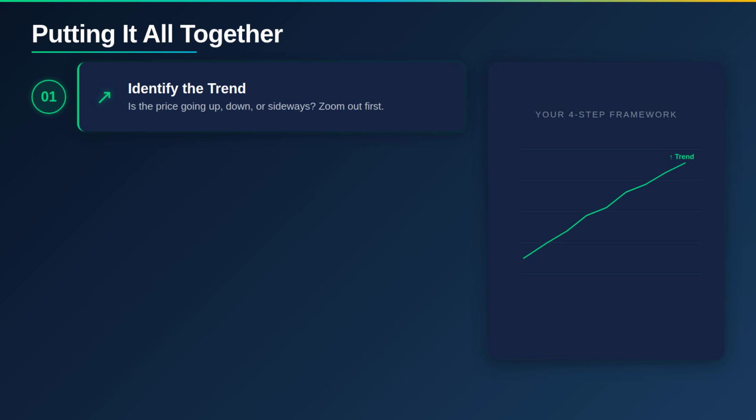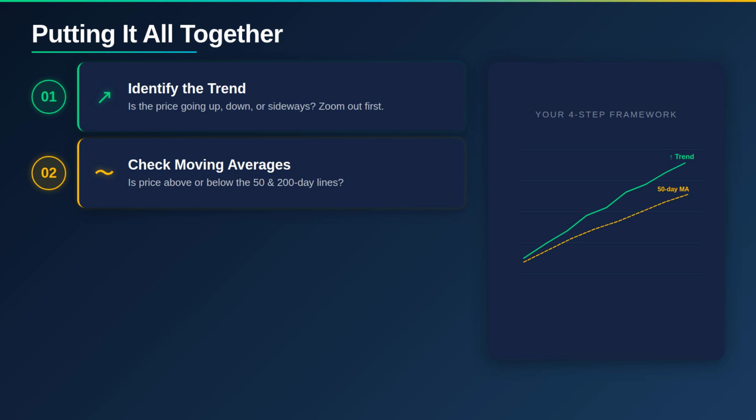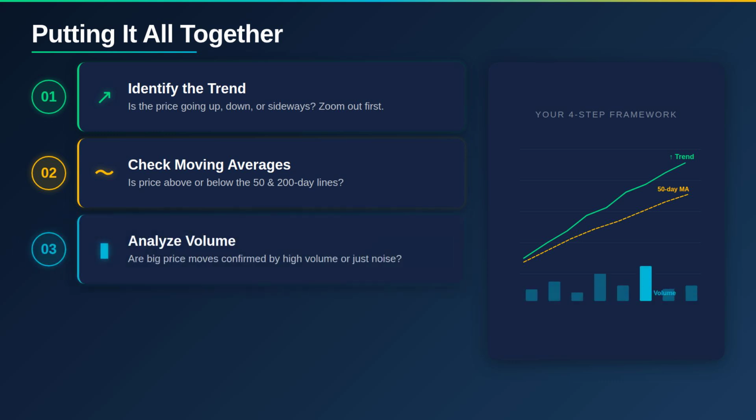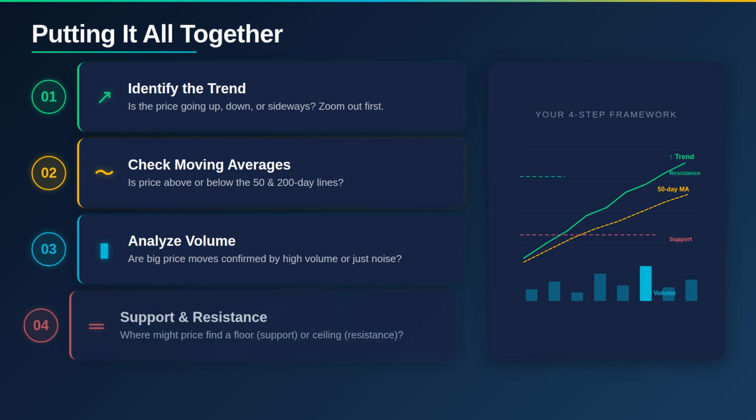Let's put it all together with a simple 4-step process, the same one Maya uses now every time she looks at a chart. First, zoom out and identify the overall trend. Is the price generally going up, down, or sideways? Second, check the moving averages. Is the price trading above or below the 50 and 200-day lines? Third, look at volume on any significant price moves. Is it confirmed or just noise?